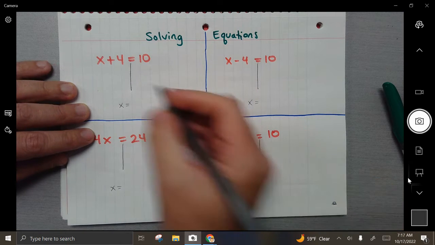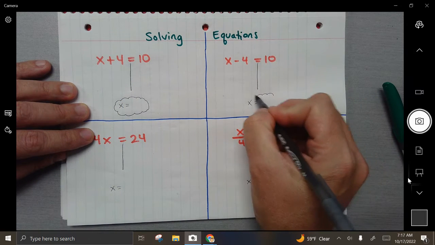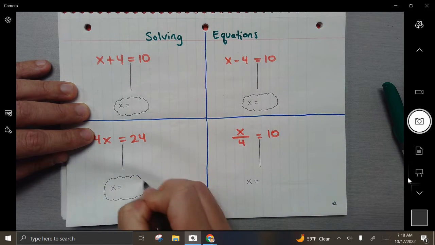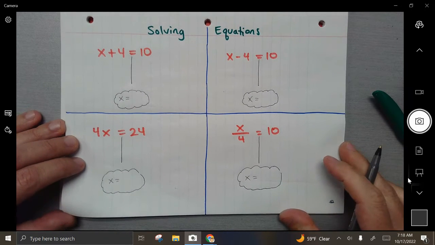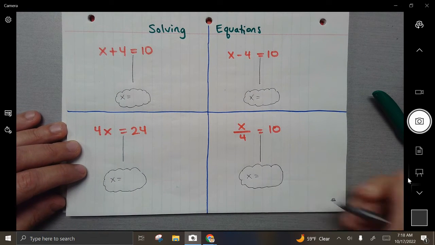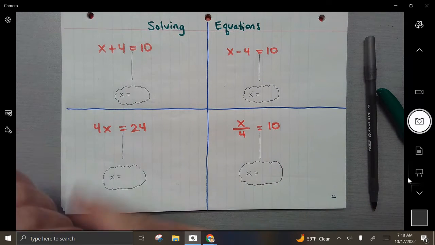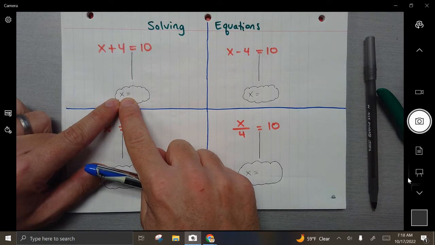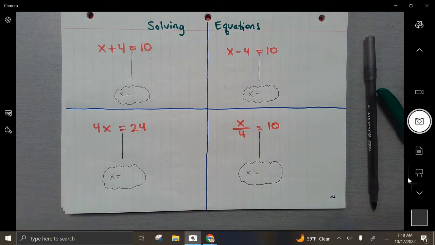It's super important that you have this here, okay? I like to put clouds around my answer, but I want to make sure you see how we're going to get to our final answer. What do you notice about each one of these is that the x is all alone with the equal sign. Could you write this up here?